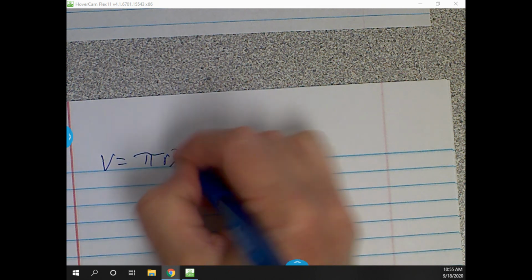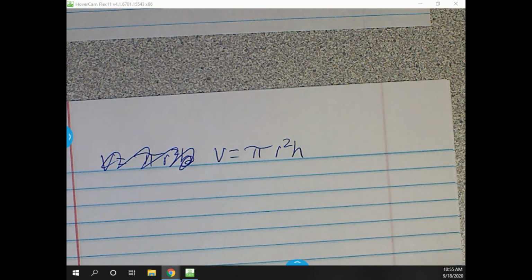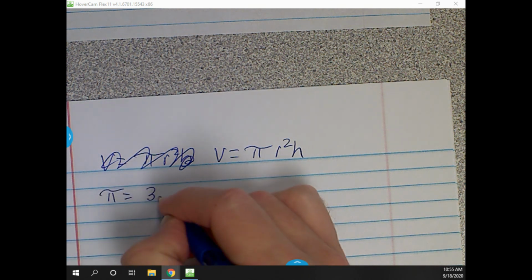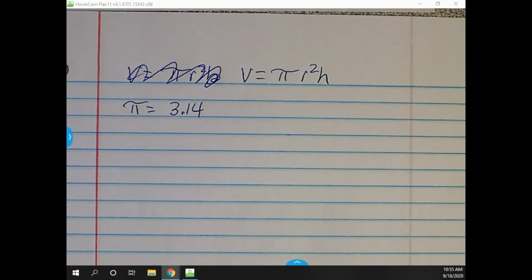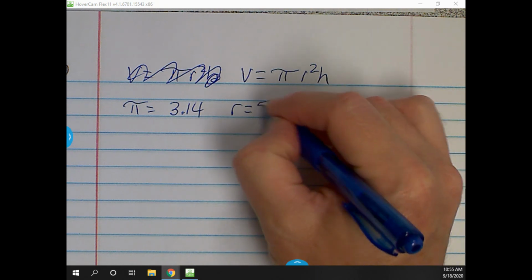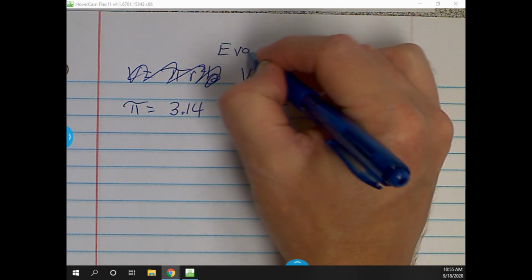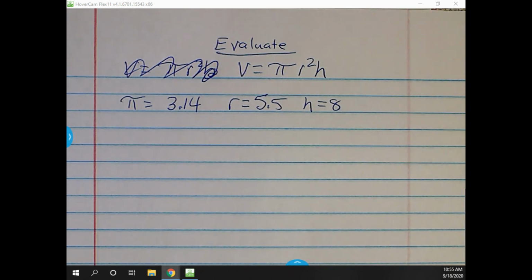Oh, hang on. Sorry about that. Try that again. Let's say volume is equal to pi r squared h. And they tell you in the problems, go ahead and use 3.14 for pi. I know you have a pi button, and it should be okay even if you use the pi button. It should give you an answer. It's really close to it. And then they will tell you that the radius is 5.5 and your height is equal to 8. And they should tell you to evaluate, or they may even tell you to find the volume. Either way they go, basically, you're just taking the numbers and plugging them back in and working through it.